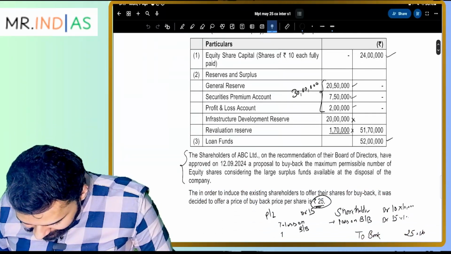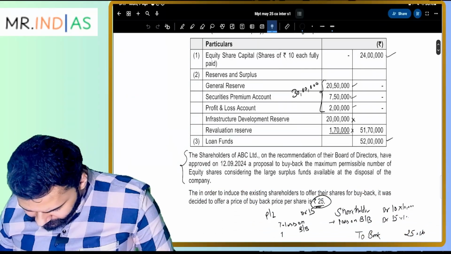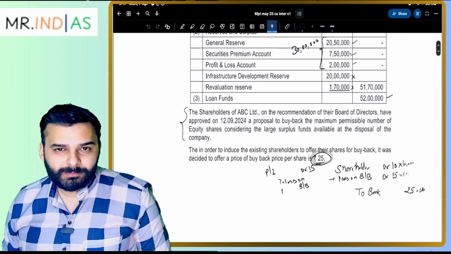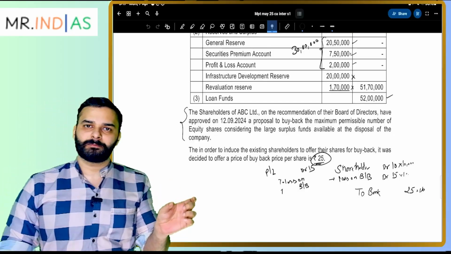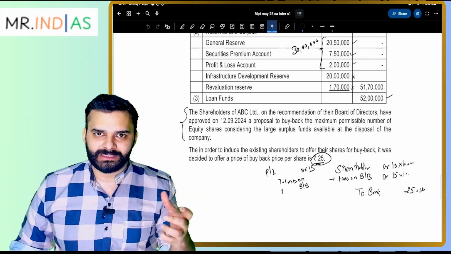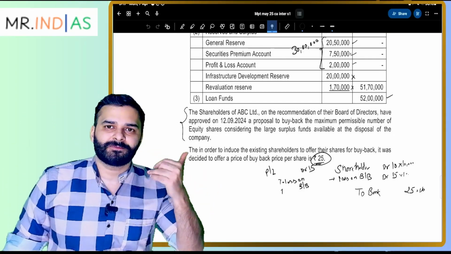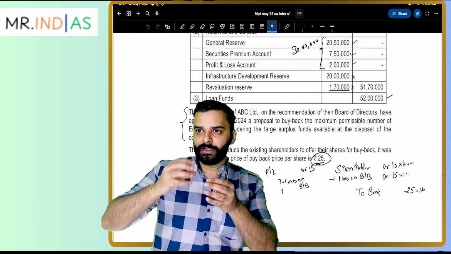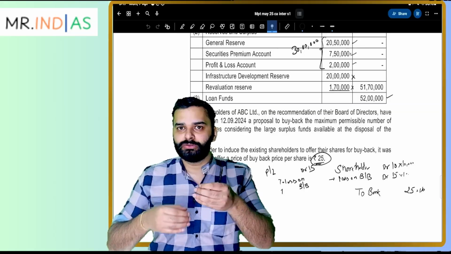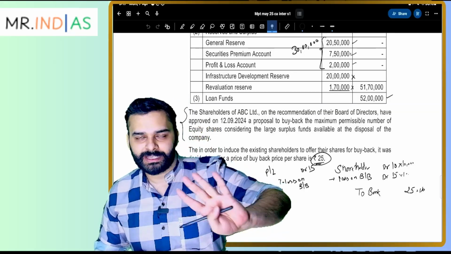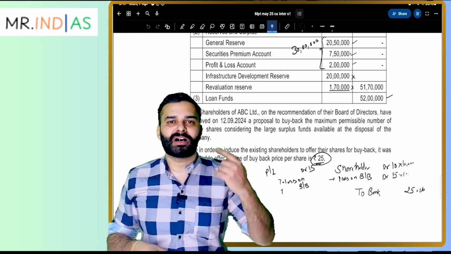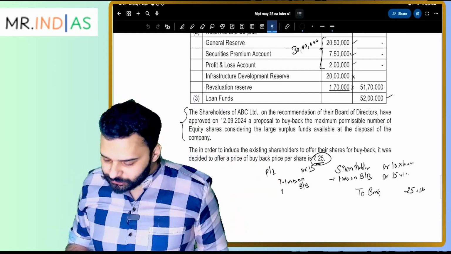The shareholders of ABC, on the recommendation of their board of directors, try to buy back shares. The buyback price is 25 and the par value of the share is 10 rupees. So the loss on buyback is 15 rupees. How did I come to the conclusion of 15 rupees? Assume you have a share of rupees 10. You will extinguish a liability of 10, but by paying rupees 25, there is a loss of 15 rupees per share in case of a buyback.